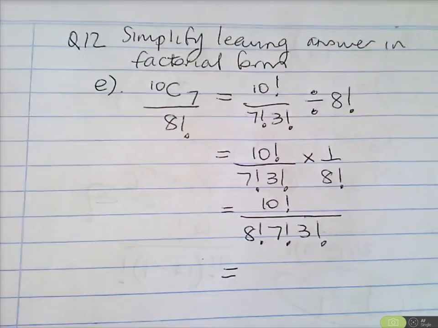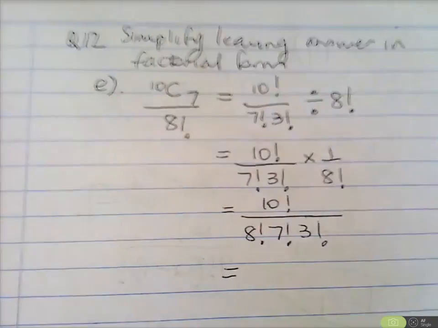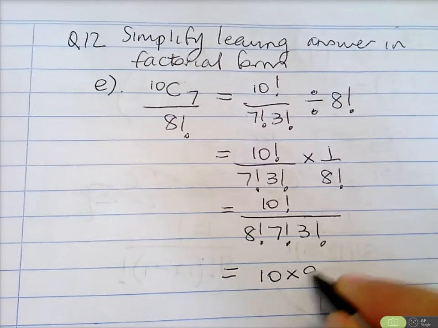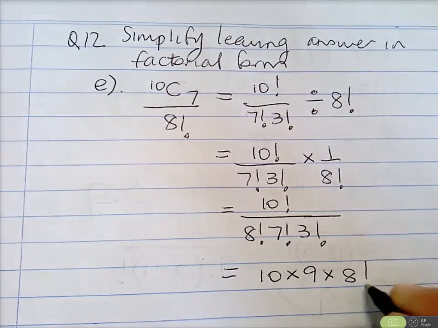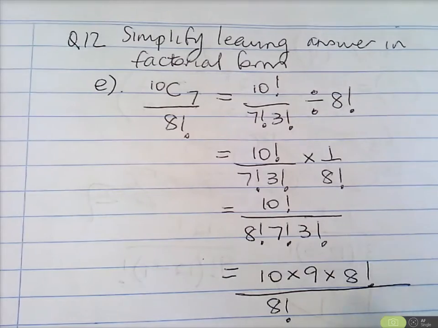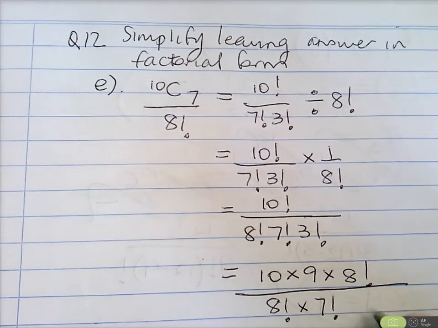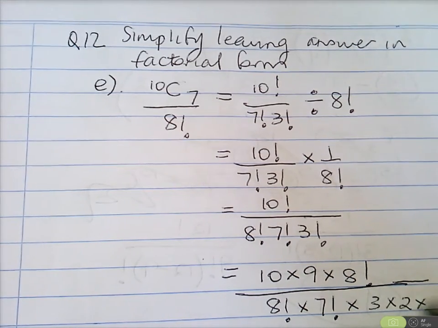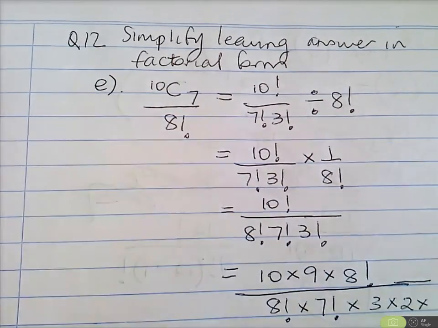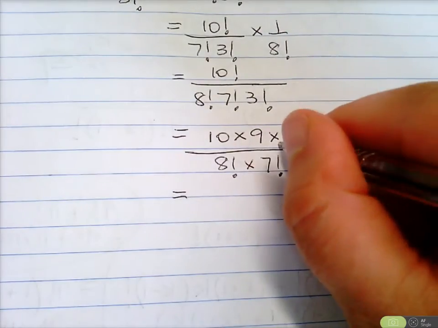Now we need to simplify it as much as it will go. So what should we do? 10 times 9 times 8 factorial over 8 factorial. I think I'll just keep the 7 for now, but I wouldn't mind breaking down the 3 factorial into 3 times 2 times 1. We've got to go as simple as this will go. So what cancels? Yeah, the 8 factorials cancel.